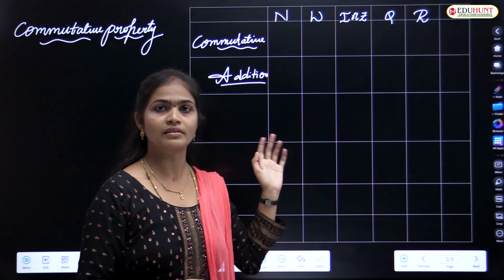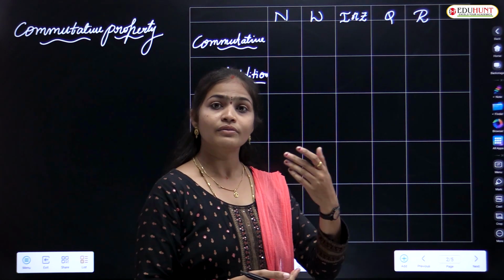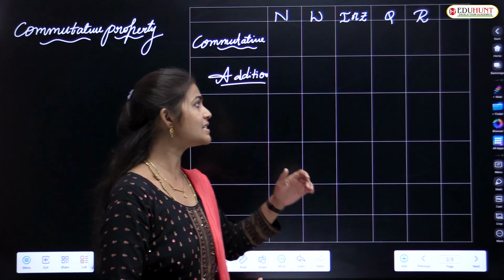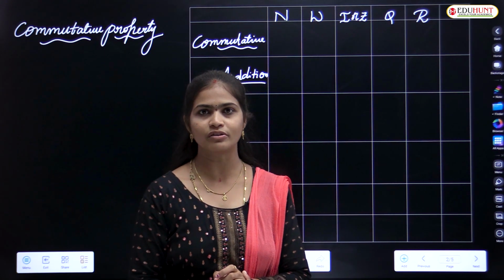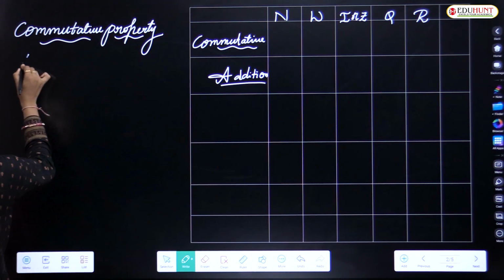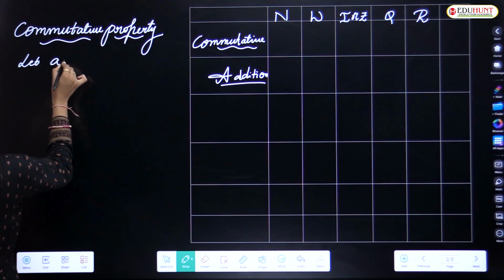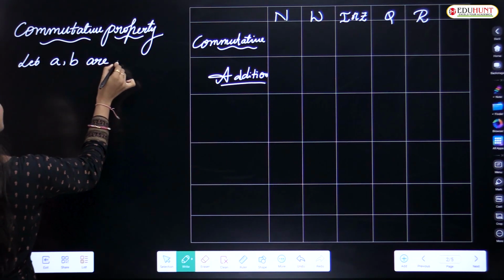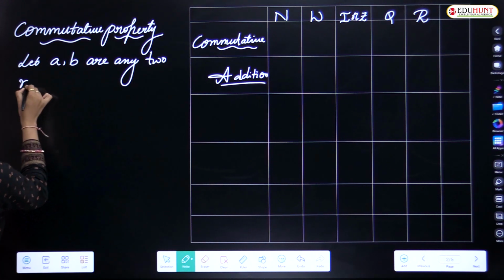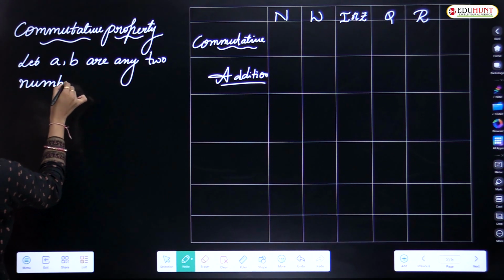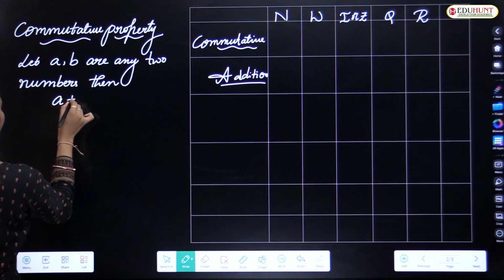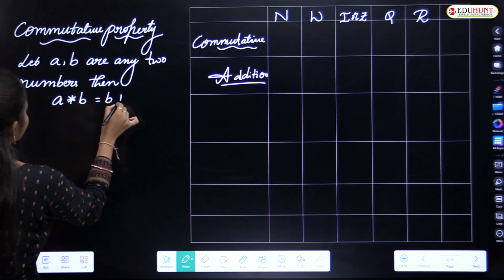According to this commutative property, we have to apply it for subtraction, multiplication and division. So in all cases whether it is possible or not, we have to observe. Okay, so let us see for addition. Here let A comma B be any two numbers, then A star B is equal to B star A.